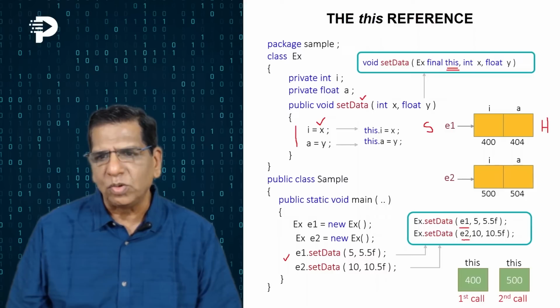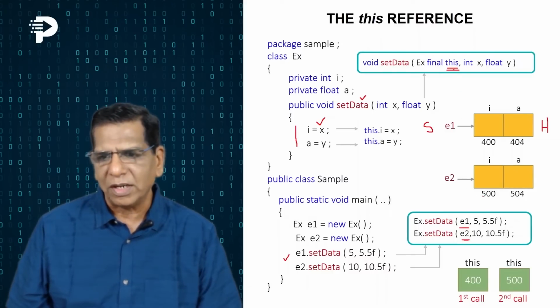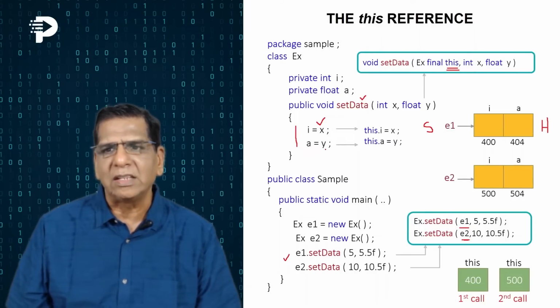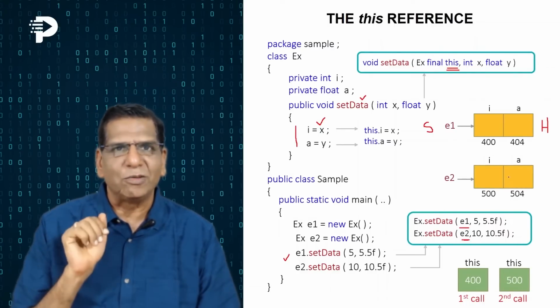You are passing E2. E2 contains what? Address of the second object. So this would contain what? 500. That is why when I say I and A here, these are whose I and A in the second call? I and A of the second object. That is the mechanism that is at work.